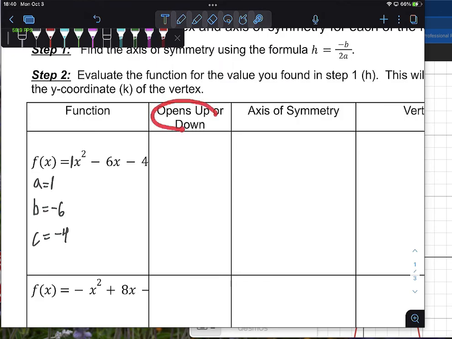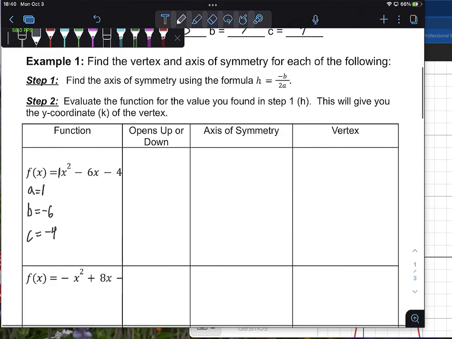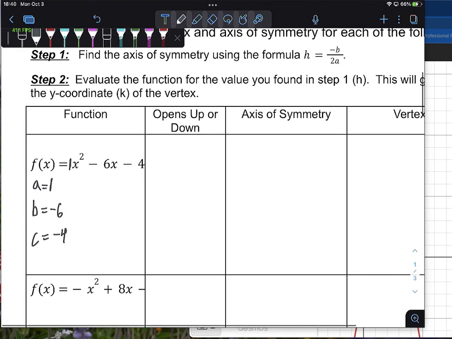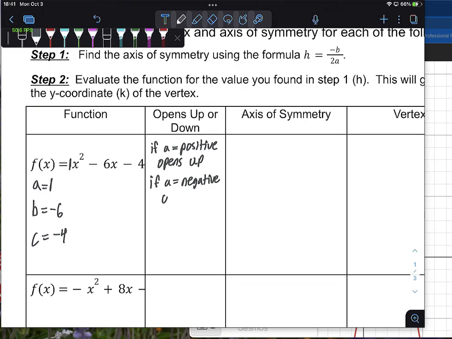Is this going to open up or down? Alrighty, guys, let's make some rules here off to the side. If a is positive, it opens up. If a is negative, it opens down. So take a look at our a value right here. It is a positive 1, so it opens up since a is equal to 1.